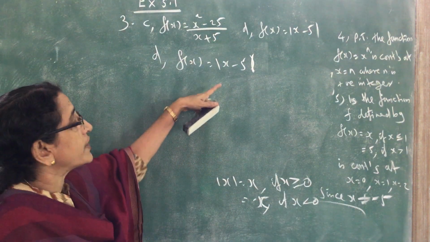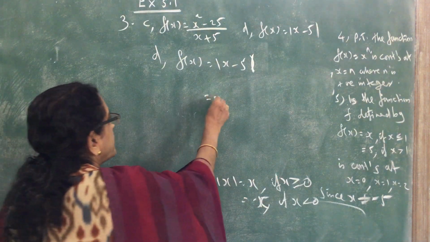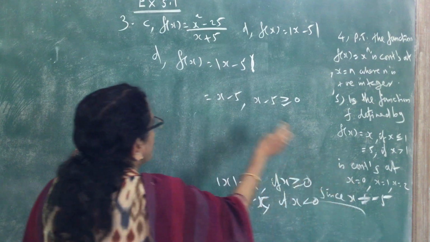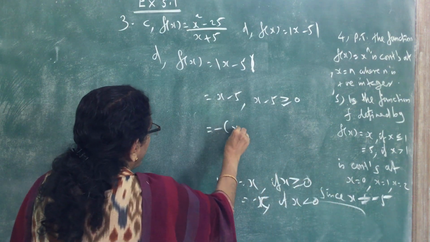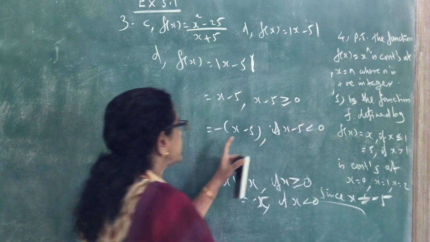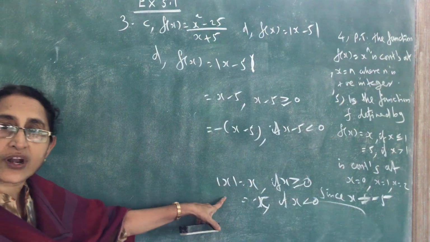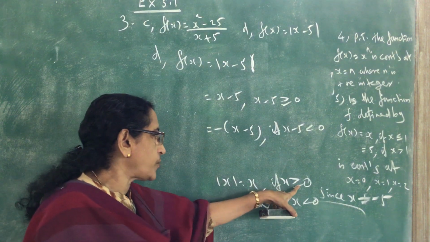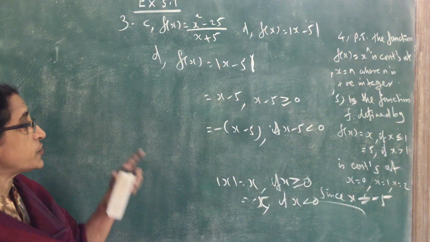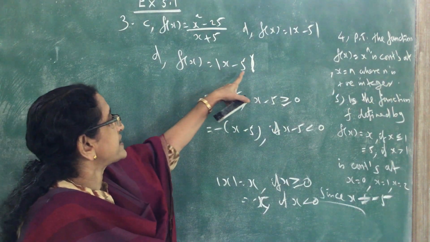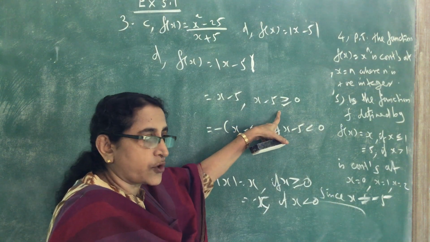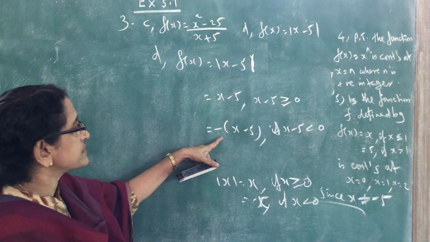So how can we write |x - 5|? That is equal to x - 5 if x - 5 ≥ 0, and equal to -(x - 5) if x - 5 < 0. This is the definition of modulus x: |x| = x if x ≥ 0 and -x if x < 0. So using that we can rewrite |x - 5| as x - 5 when x - 5 ≥ 0, and -(x - 5).